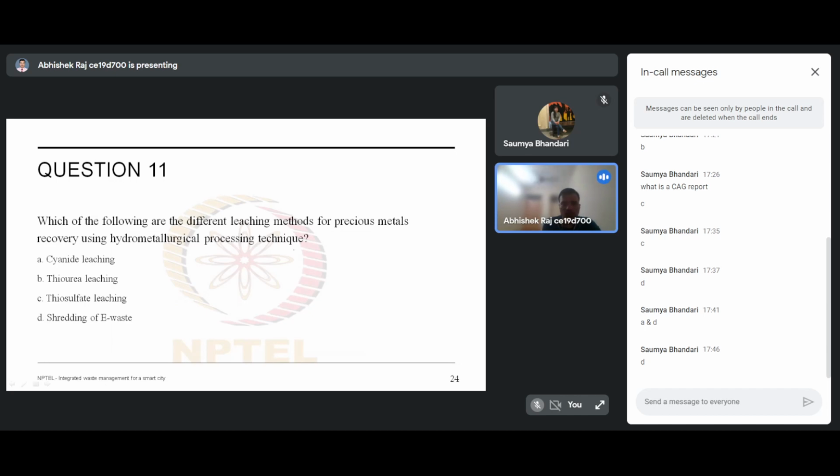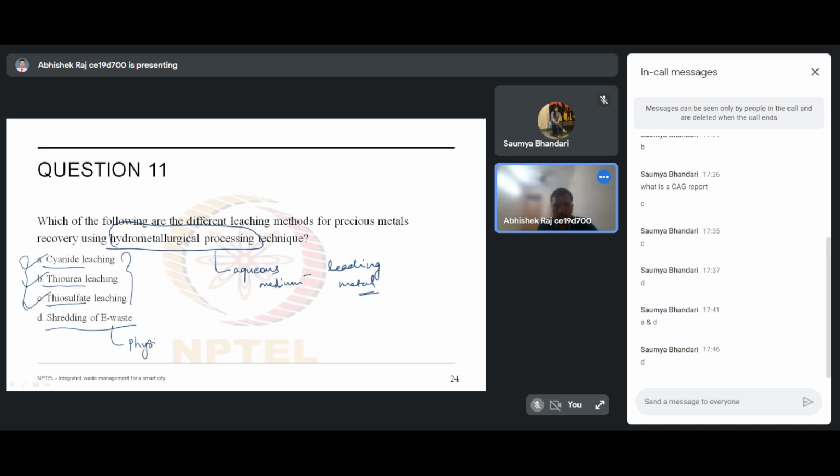Let us discuss the answer. Here we are talking about hydrometallurgical process. So what do we do in this? We use an aqueous medium for leaching the metal. So there will be a certain leaching involved, and depending upon what agent we use to leach the metal, there will be different types. We can use some cyanide based element, thiourea or thiosulfate. So A, B, and C, all these three are different types of hydrometallurgical process. So shredding of e-waste is not a hydrometallurgical process.